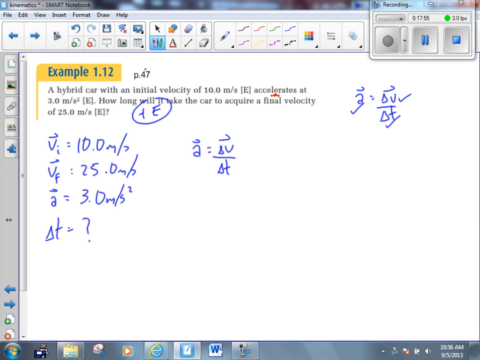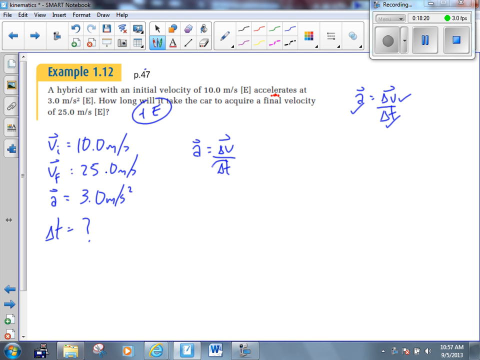Now, we have to rearrange this to solve for T. How do we do that? What do we got to do first? Let's not worry about final minus initial velocity yet. Bailey?